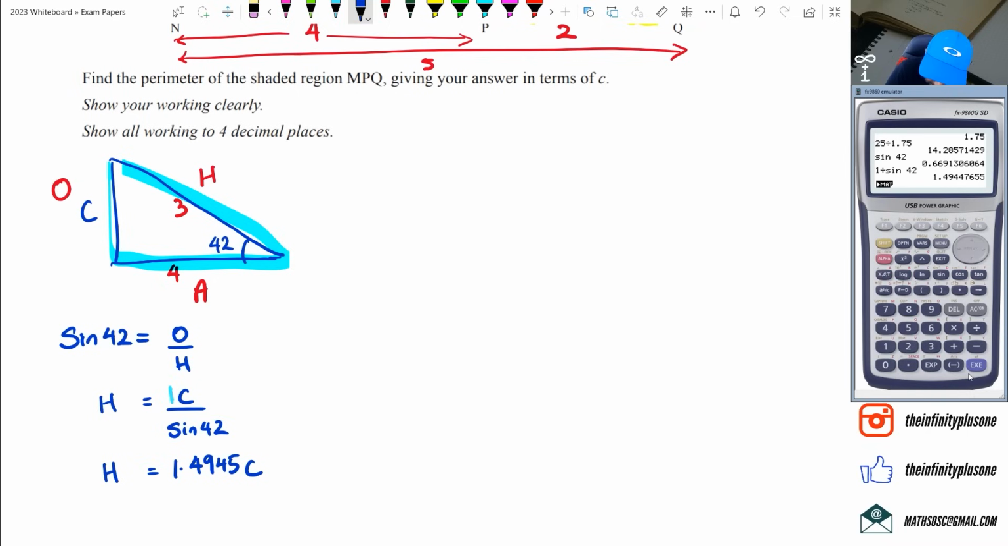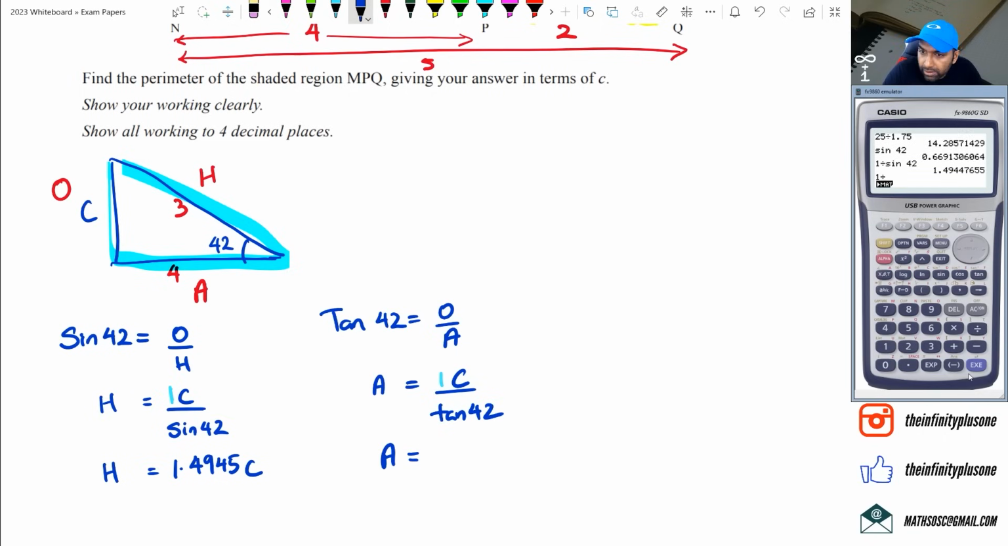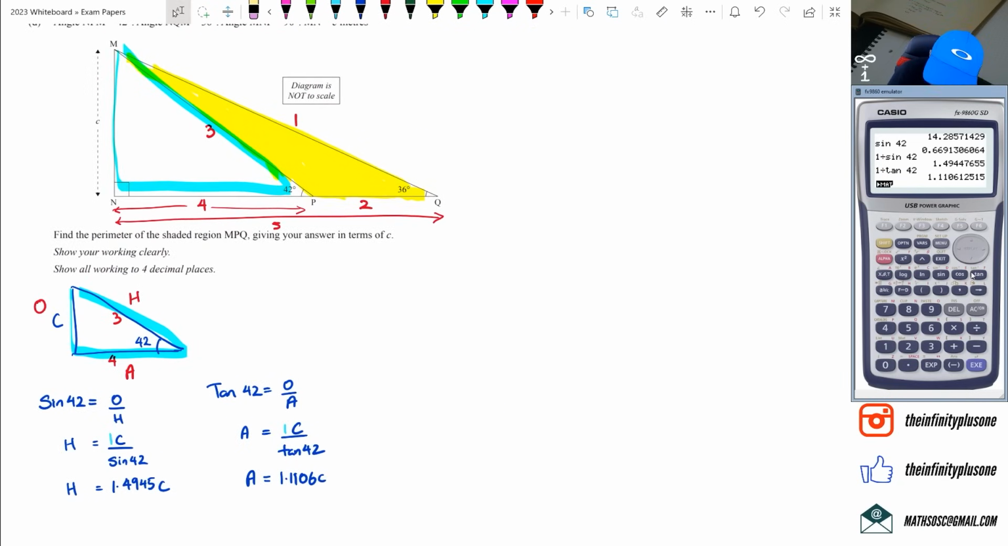I repeat the same step, but this time I'm going to use adjacent and opposite. So that's going to be tan. Tan of 42 is equal to opposite over adjacent. Adjacent is equal to opposite divided by tan 42, and of course opposite is C, and I also have 1C, right? So my adjacent is going to be 1 divided by tan 42, which is 1.1106 C.